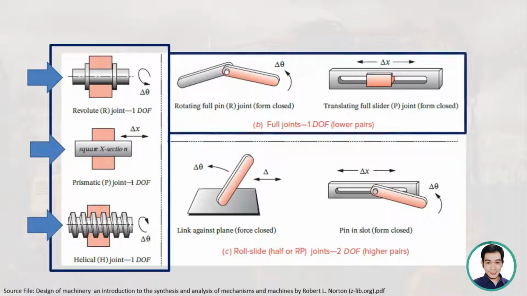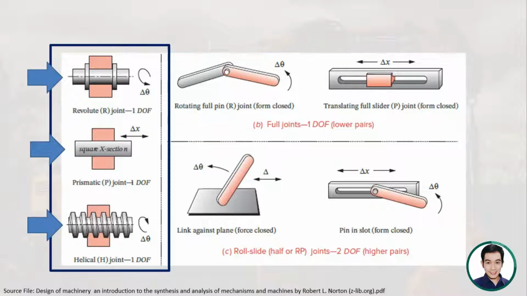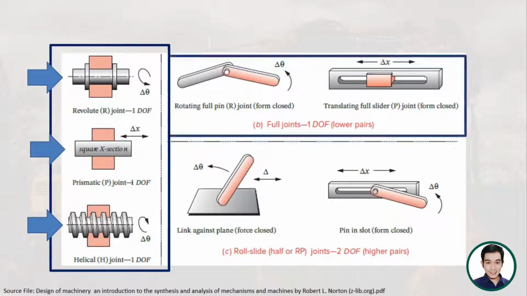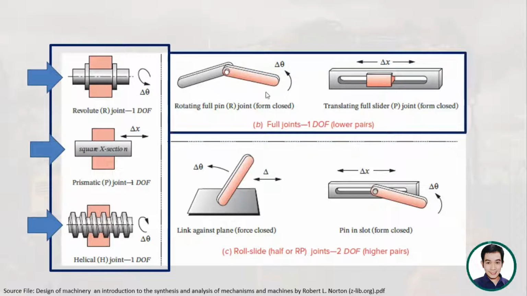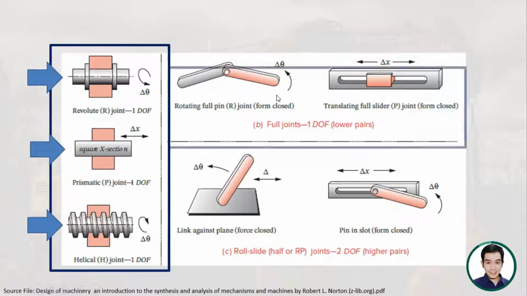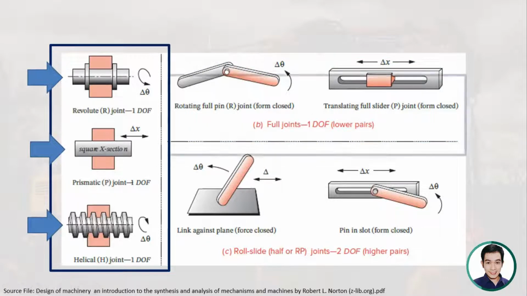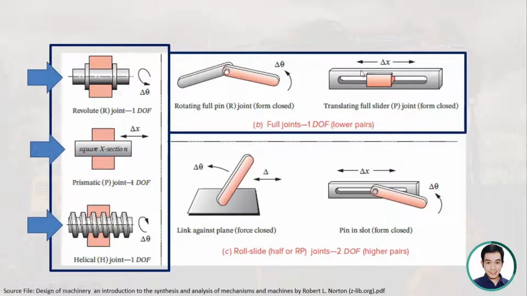Also, we can classify the joints as either form close or force close. But here at point B, what we see are actually full joints. So we learned that full joints have 1 degree of freedom. So these are full joints, which are also lower pairs. They are full joints because they have 1 degree of freedom.